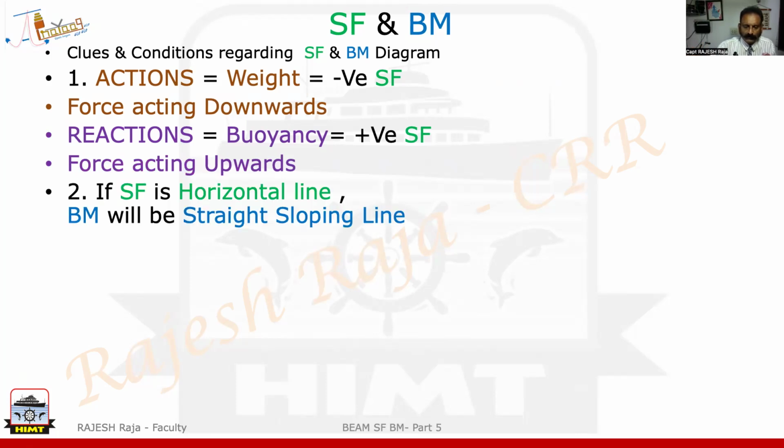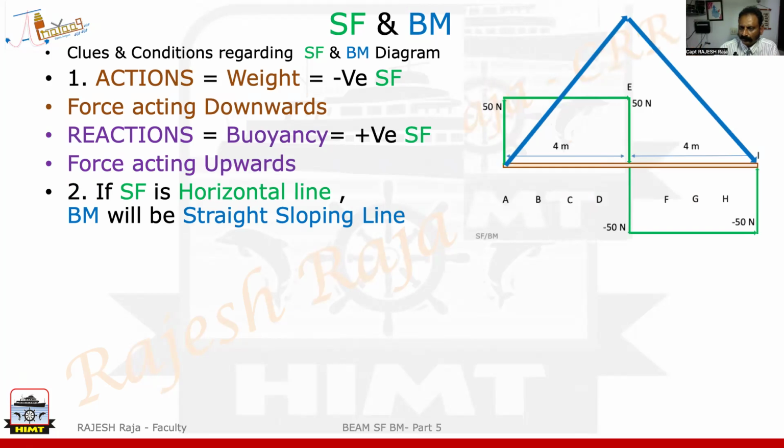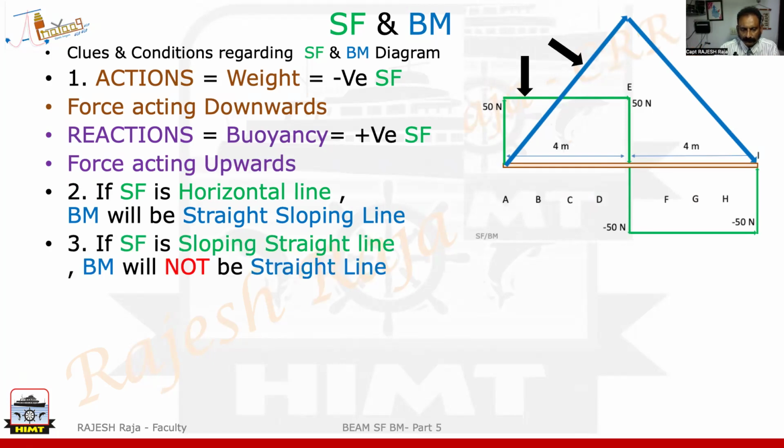Let me give you a few more clues. These are all basic clues. There are more, but you need at least these two. Two of them I'm going to show you. Whenever SF is a horizontal line, your BM will be a sloping line. So I'm showing you here. You see, this is your SF, horizontal. This is your BM, which is sloping.